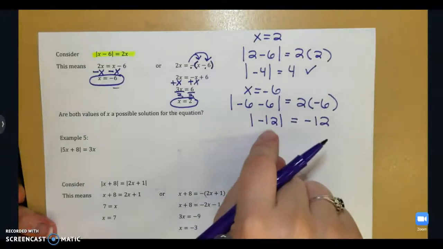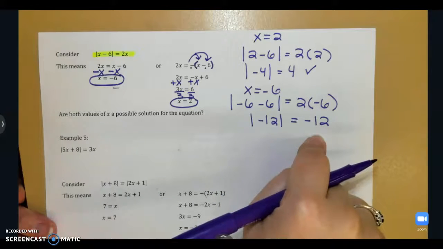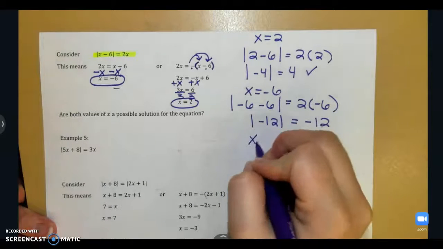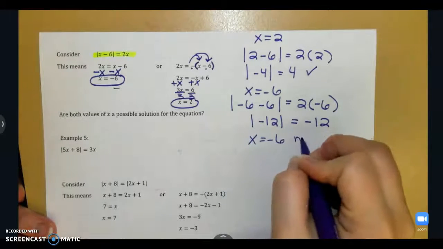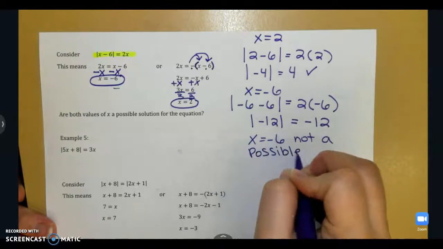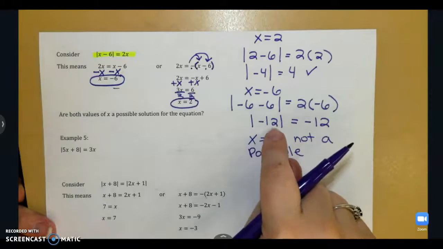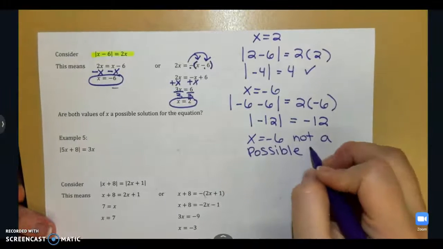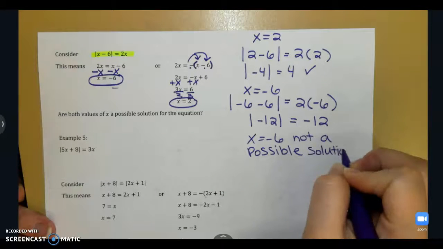Now remember, my absolute value cannot equal a negative number. So x equals negative 6 is not a possible solution because when I plug it in, it gives me that my absolute value equals a negative number. So this is not a possible solution.